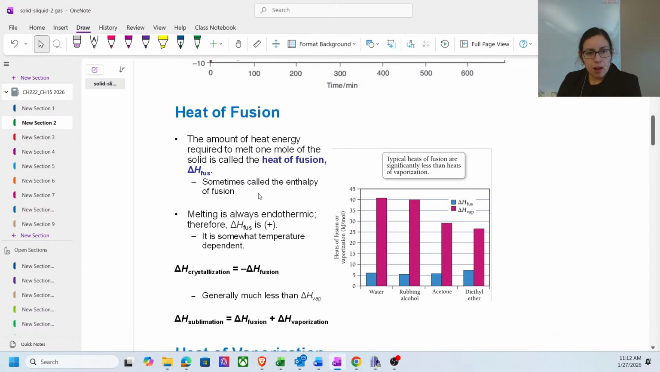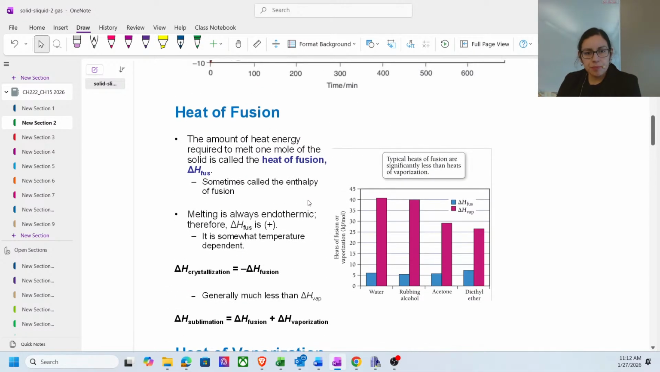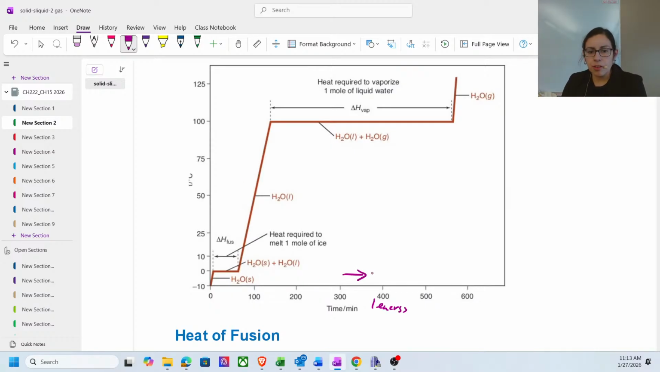We have our heat of fusion and heat of vaporization, and these are for our state changes. Fusion is the amount of heat required to melt 1 mole of solid. Again, the way this graph is set up, time is on our x-axis, and we could also put energy over here because we're adding energy in with time, right? So energy is endothermic in this direction.